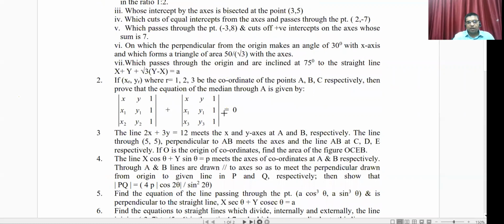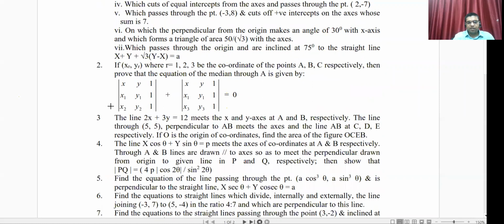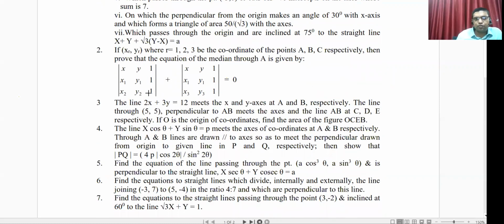The determinant form I will take. I have the determinant form of the straight line. As soon as I do, you can do this. This is not so difficult, but you don't know determinants. That's why you'll not be able to do it. Let us do this.